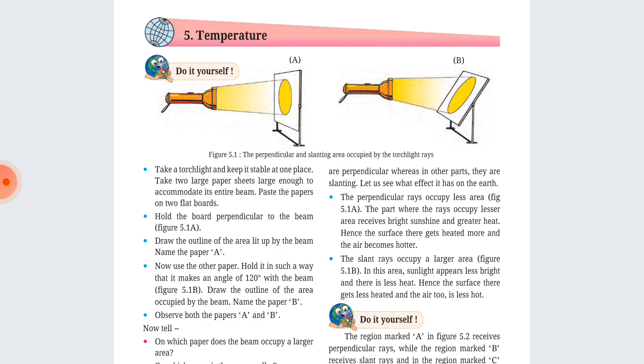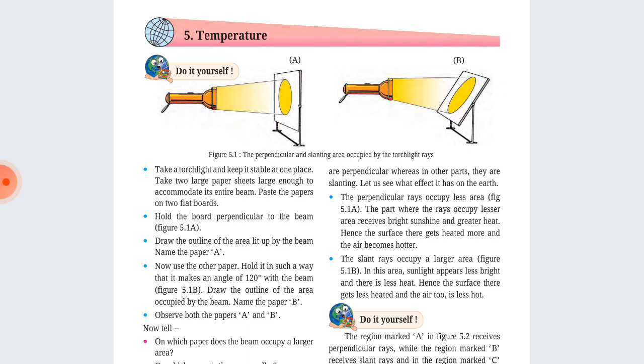Take two large paper sheets, large enough to accommodate its entire beam. Place the paper on the float on the two flat boards. Hold both perpendicular to the beam. Draw outline of the area lit up by the beam. Name the paper A. Now use the other paper.